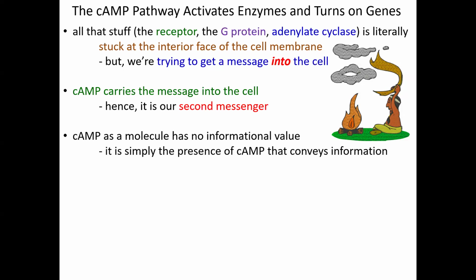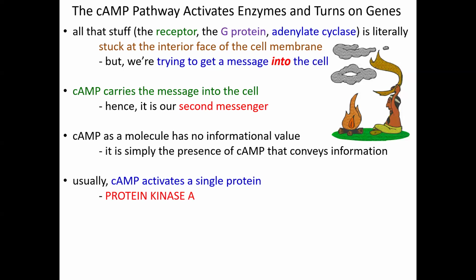No, it was if you see smoke, there's danger. Prepare for battle. And if you don't see smoke, there's no danger. Don't worry about battle. It was just the presence of smoke that carried information, a very binary system. And such is the case with cyclic AMP. Usually cyclic AMP's presence activates a single other protein. And in the scenario we'll discuss, that's protein kinase A.